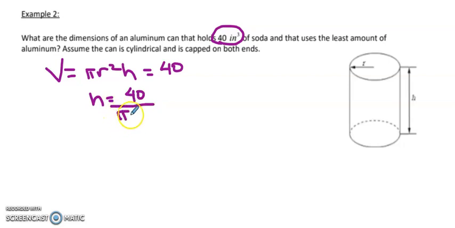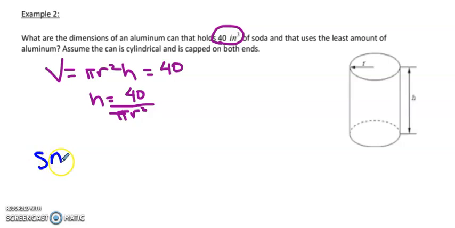So we have H equals 40 over pi R squared. We could have done R in terms of H, but then we would have had a square root in our equation, and that would have made it more difficult. So that's why I chose to solve for H in terms of R instead of the other way. Now our goal is to minimize surface area.